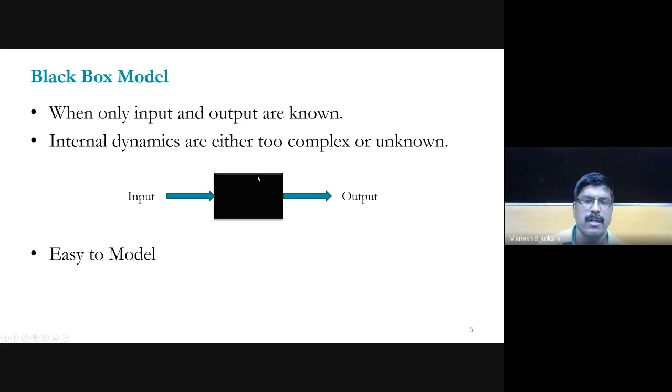You don't know anything about the dynamics inside this plant or system. So you don't know that. That's why it is called the black box, right? Because you don't know anything about it, and you are modeling from the input and output relationship.